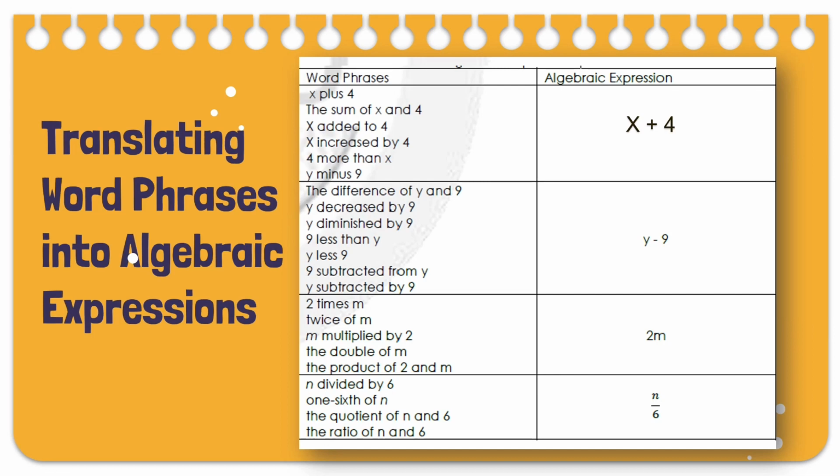Next, 2 times m, twice of m, multiplied by 2, the double of m, the product of 2 and m. Kapag tinranslate natin siya sa algebraic expression, that is 2m. And next, n divided by 6, 1/6 of n, the quotient of n and 6, the ratio of n and 6. So we will use the symbol, or we translate this word phrases as n over 6. O pwede rin naman tayong gumamit ng division symbol, yung n divided by 6.